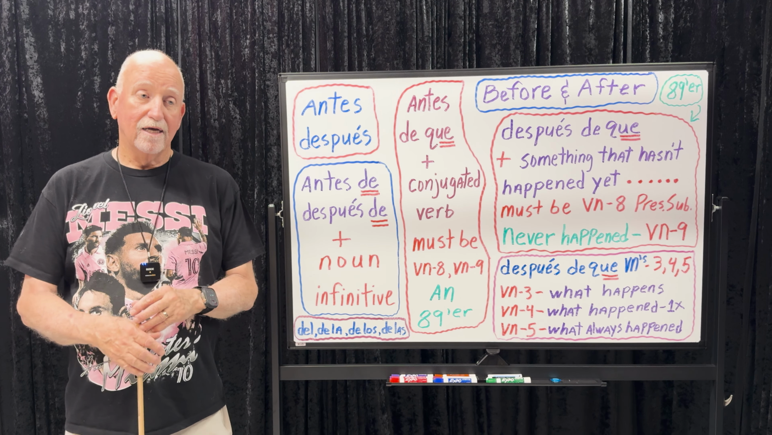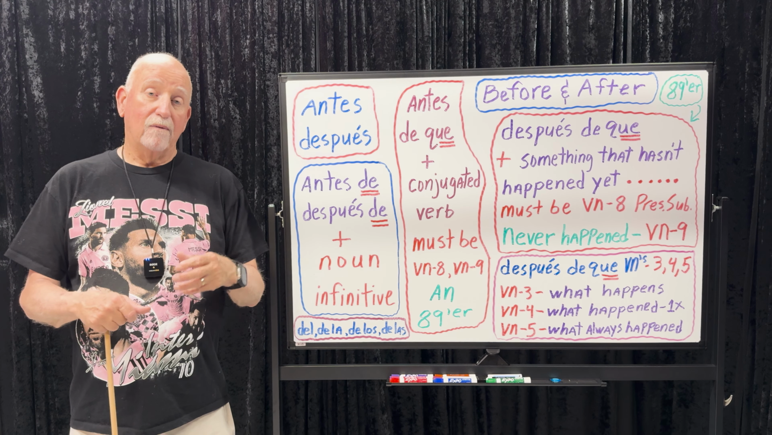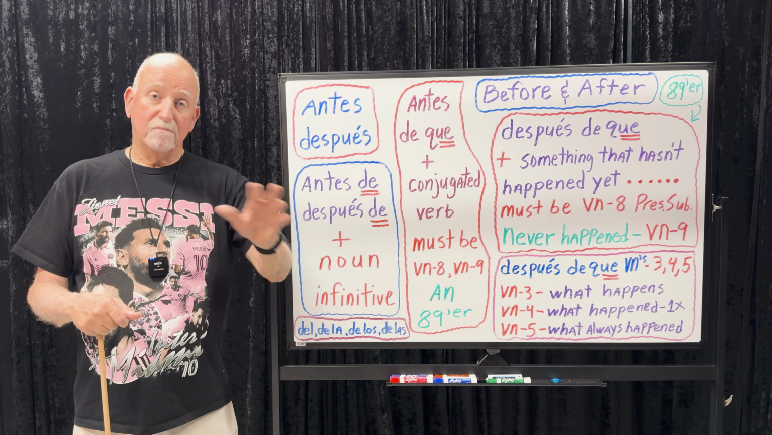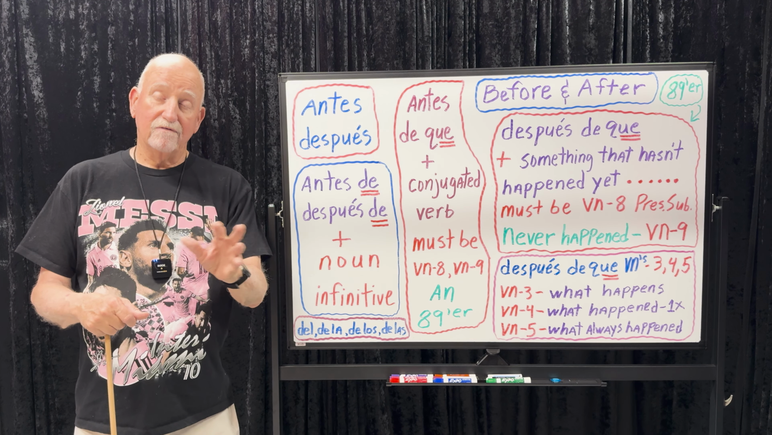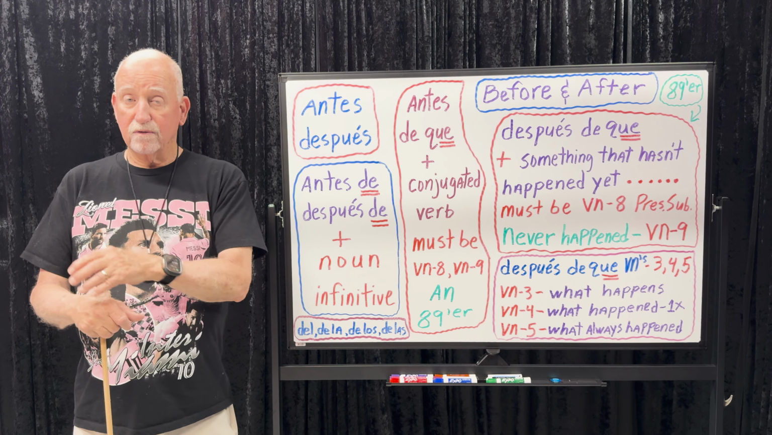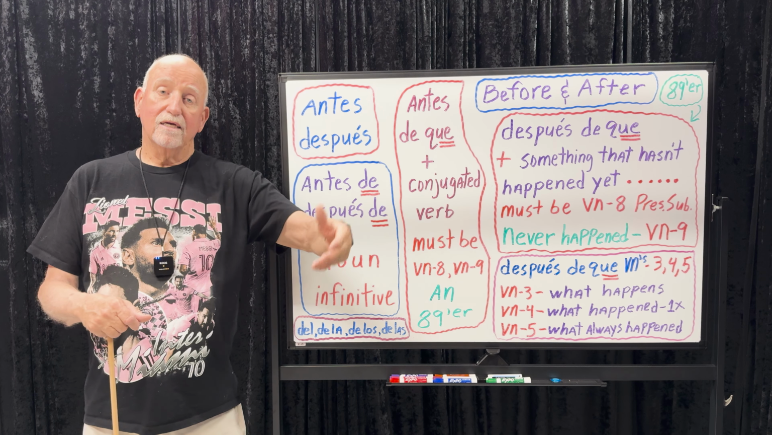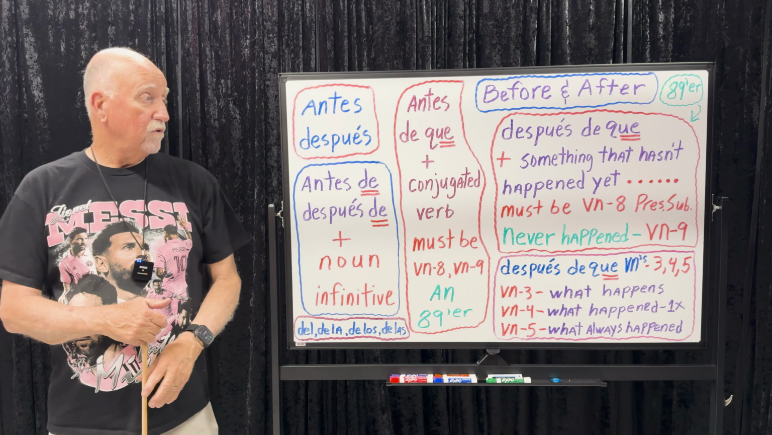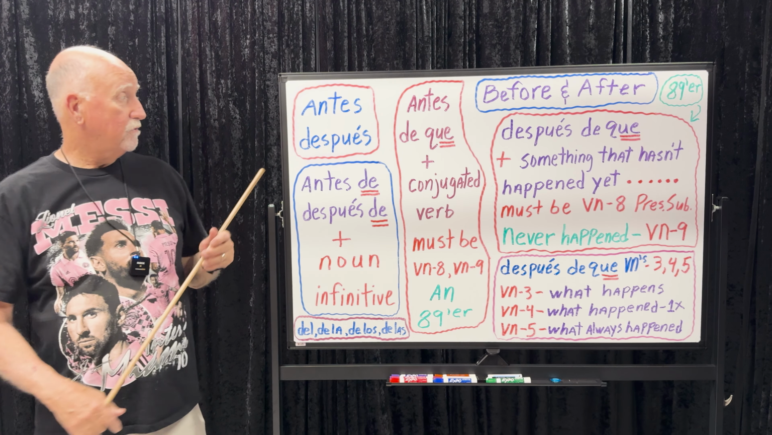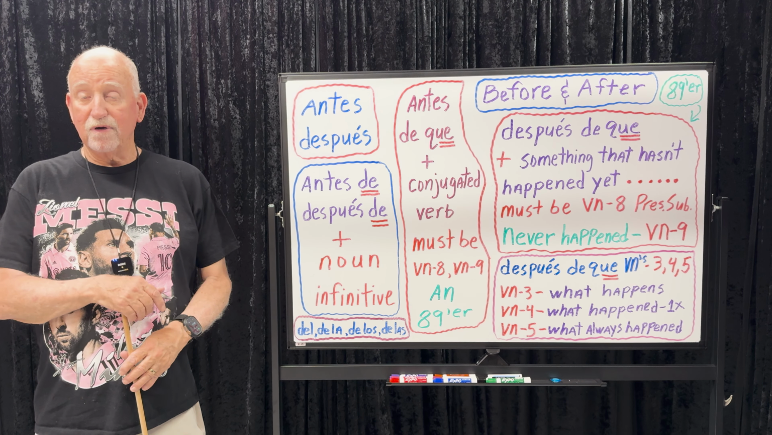When I say, like, after I studied a lot, I would always do well on a test. That's a matchup imperfect, 5-5. Después de que estudiaba mucho, something I would always do, hacía bien en el examen. I would do well on the test, something I would always do. So let's go back and review, and we'll wrap it up. If you just want to say before or after, antes or después.